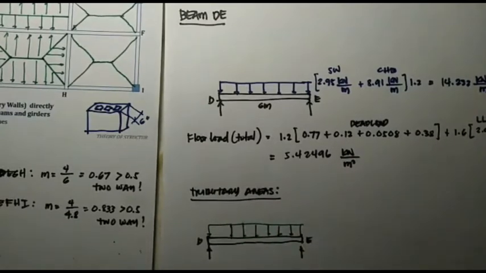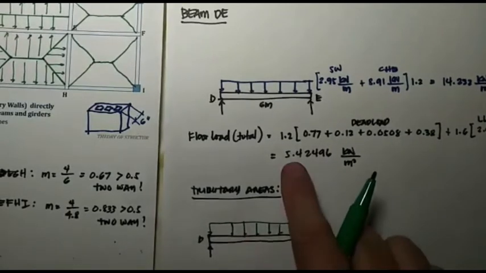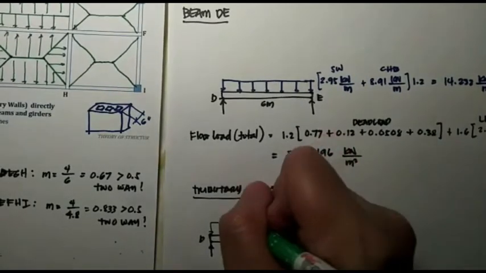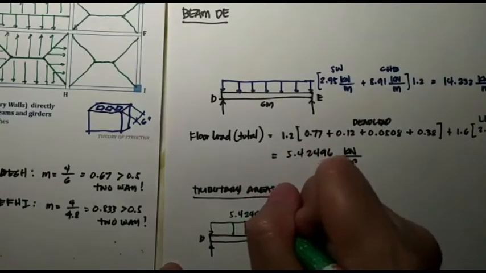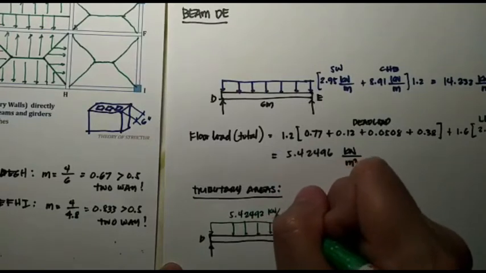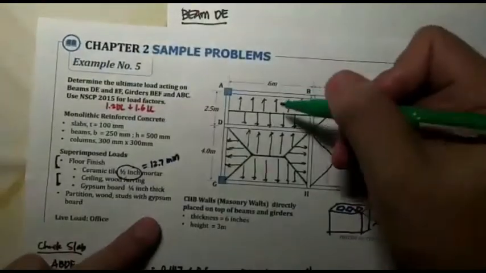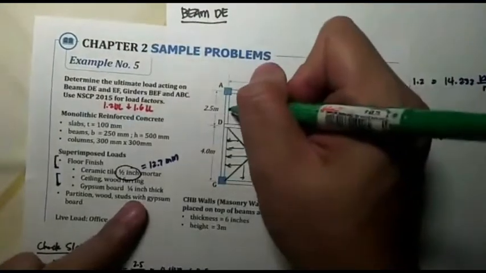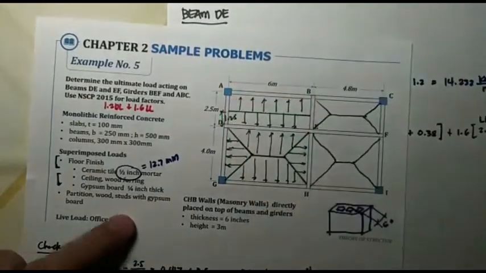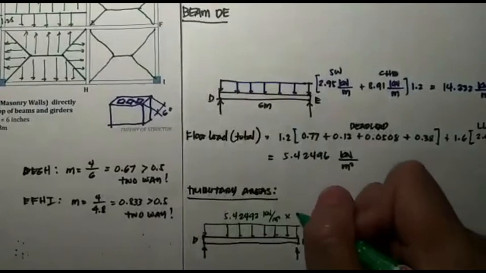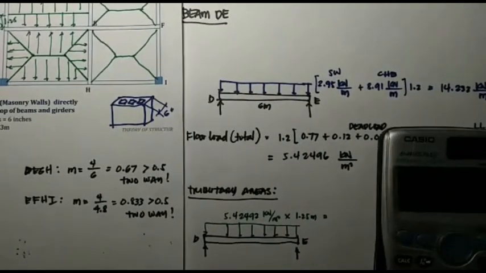Okay? So that would be, ano yung unit ng uniform load dito? That would be 5.4 2496 kilonewton per square meter. Para siya maging uniform load, times natin siya ng width ng rectangle. So yung width ng rectangle dito is kalahati ng 2.5. So 1.25. So 1.25 meters.